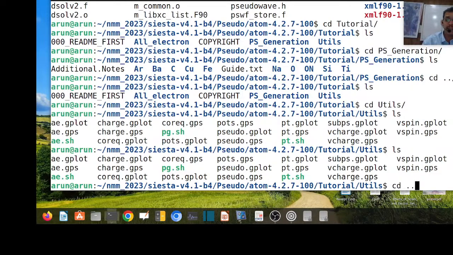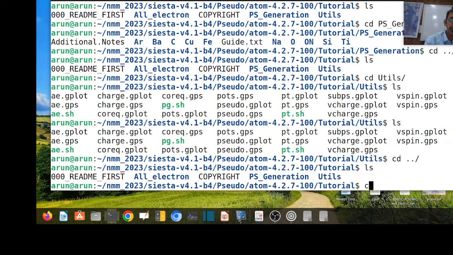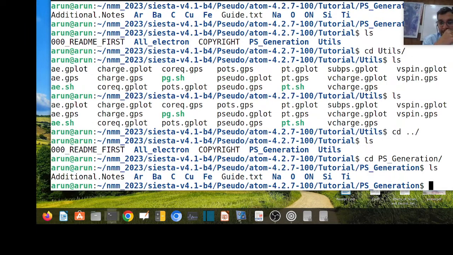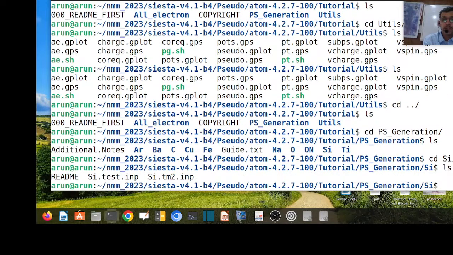So I come outside, and then go inside the PS generation. First of all, I will take the example of silicon. There are several files: silicon.test.inp, silicon.tm2.inp. There are different flavors for pseudopotential generation. One is HSC and another is TM2. TM2 is a better choice, so I will use the Troullier-Martins advanced scheme, TM2.